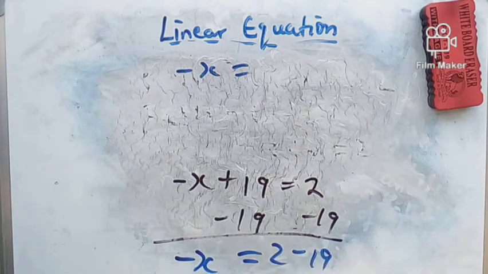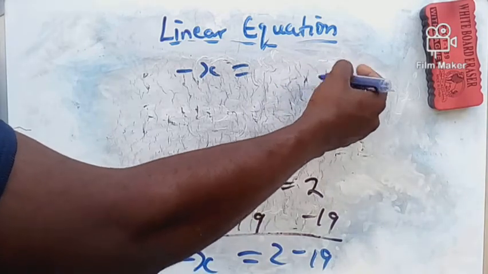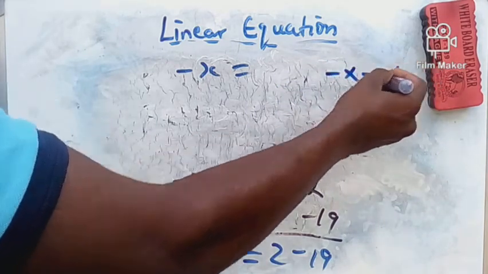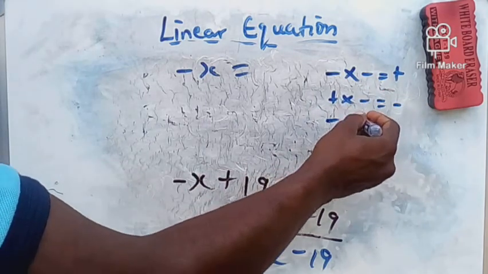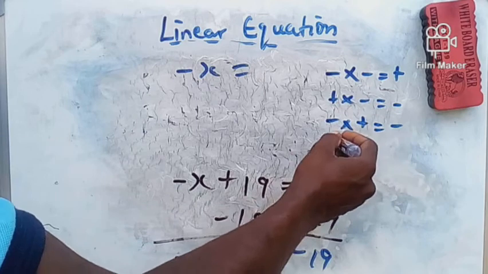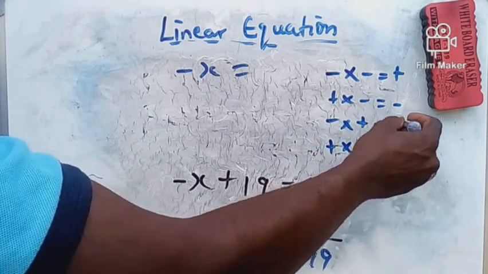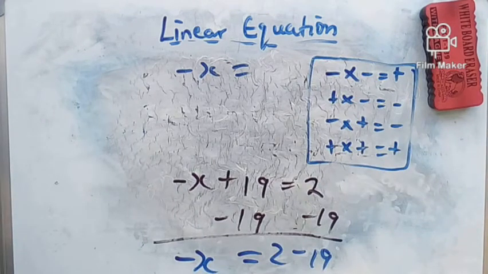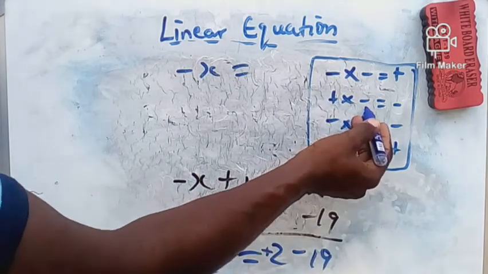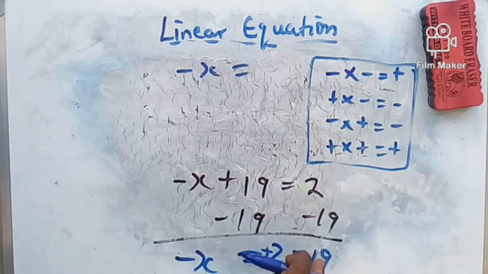Remember the table I gave you on minus times minus being equal to what? Plus. Plus times minus being equal to minus. Minus times plus being equal to minus, and plus times plus being equal to plus. Remember this table. It is very, very helpful when tackling problems involving negatives. So when we have 2 minus 19, how do we do that? Remember, notice that what is here is positive. So we simply say plus times minus, and that is what? Minus.